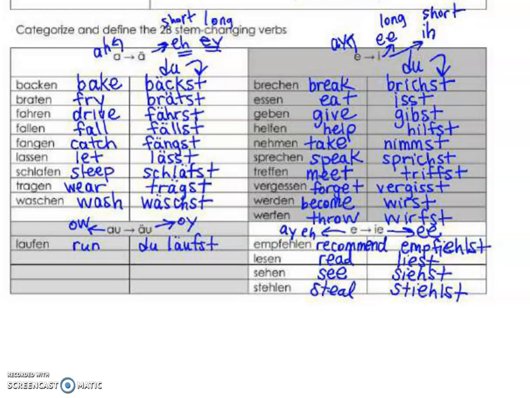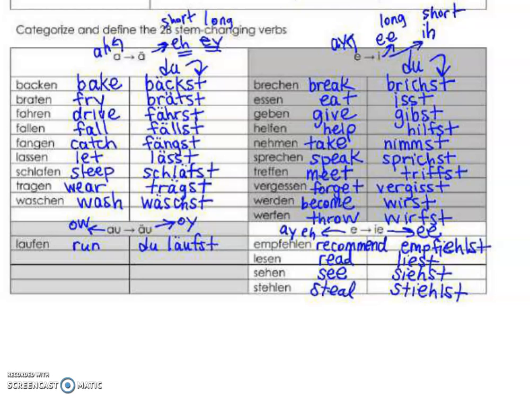I have their definitions and their du forms below, so you can see how their stem changes in that irregular form. So we'll just go through these quickly. Backen means to bake, and it's du bäckst. Braten means to fry, and it's du brätst. Fahren means to drive, and it's du fährst. Fallen means to fall, and it's du fällst. Fangen means to catch, and it's du fängst.